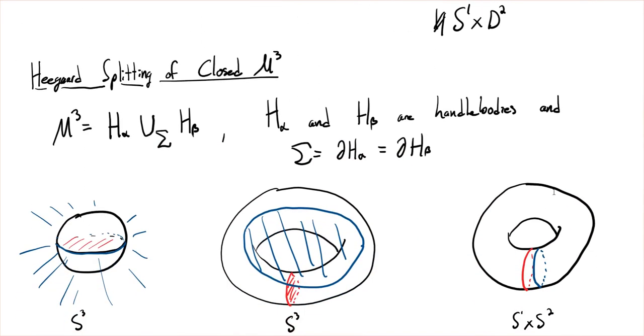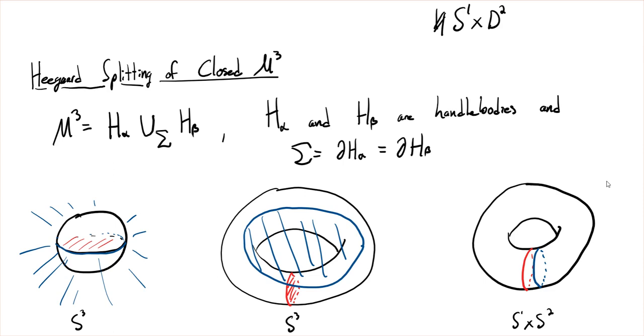So if M is a three-manifold, then a Heegaard splitting of M is a union of three-dimensional handlebodies along their boundary. So you have these two three-manifolds with boundary, and they have the same boundary, so when you glue along that, you get a closed thing. And it's a theorem due to Moise that actually every three-manifold has a Heegaard splitting.